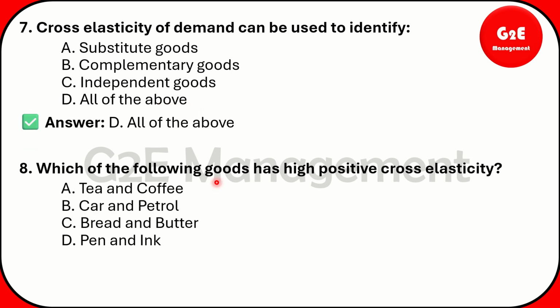And for the next question, which of the following goods has high positive cross elasticity? See here, high positive, that is perfect substitute. If positive is coming, you can consider it as a substitute product. So you can look over here: tea and coffee, substitute. Car and petrol, no, it is complementary. Bread and butter, no, complementary. Pen and ink, no. So which is the answer? Tea and coffee. This is the answer for high positive cross elasticity.